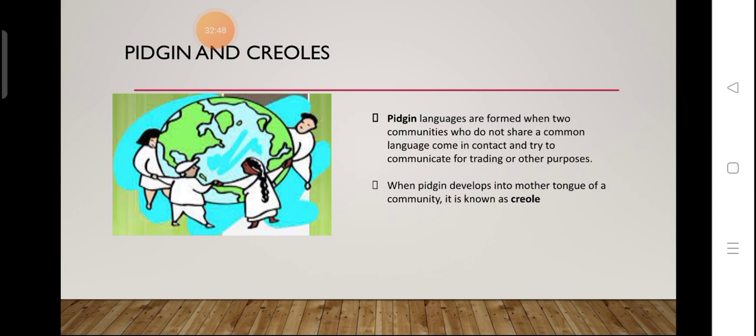Pidgin cannot be called a formal language. Pidgin does not have a language system, but when it becomes Creole, it has a language system. It becomes a proper language with all its complexities, functionally and formally. Hope this is clear.